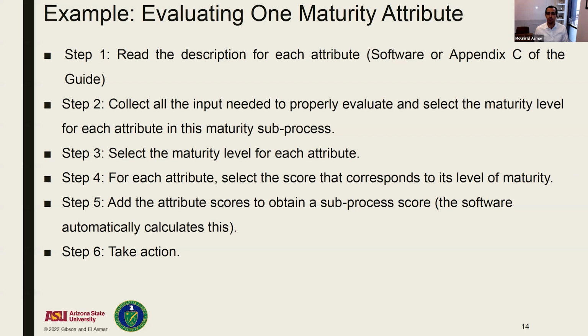We'll collect all the input needed to properly evaluate and select maturity for each attribute. Generally, maturity is something that we would like to reach consensus around. So your team that's evaluating EVMS maturity, whether it's made up of 5 people or of 12 or 20 people, ideally, we'd like to reach consensus around, is this a 1, a 2, a 3, a 4, or 5? And we have details that tell you which level this most closely resembles for each one of these attributes. You'll select that maturity level, and then you'll select the score that corresponds to the level of maturity.